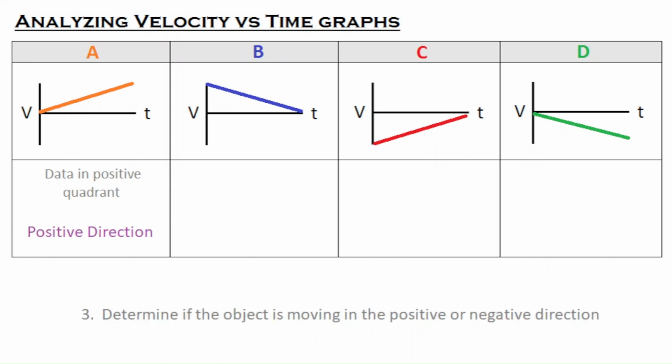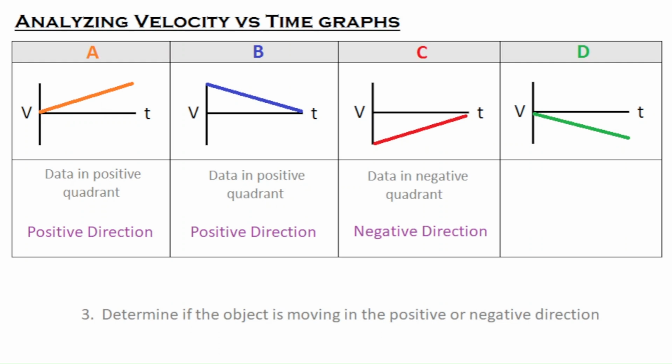Question 3, we're determining if the object is moving in the positive or negative direction. That would be the difference between having a positive velocity or a negative velocity. Well, graph A is entirely in the positive quadrant. All of its velocities are positive. This is an object moving forward, or in the positive direction. Graph B is the same. Even though the line behaves differently, the data is still in the positive quadrant, and this object is moving forward as well. Graph C is in the negative quadrant. All of those velocities are negative. This must be an object moving in the negative direction, and the same is true of graph D. So to answer the question of moving positively or negatively, focus on if the velocity is positive or negative, and therefore which quadrant the data is in.